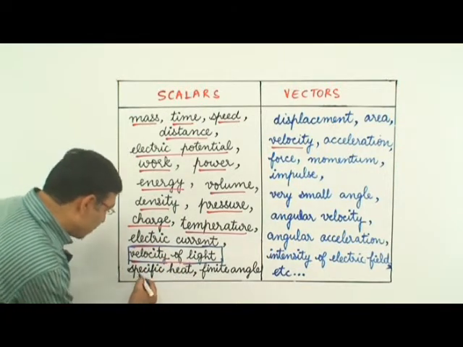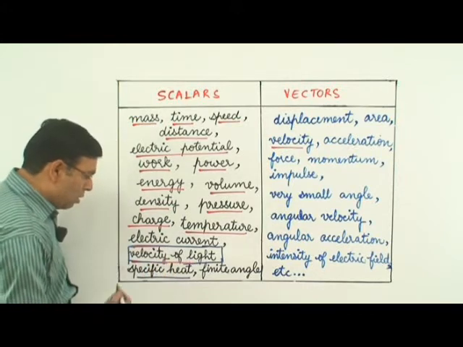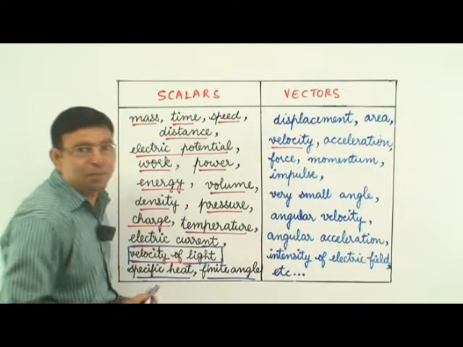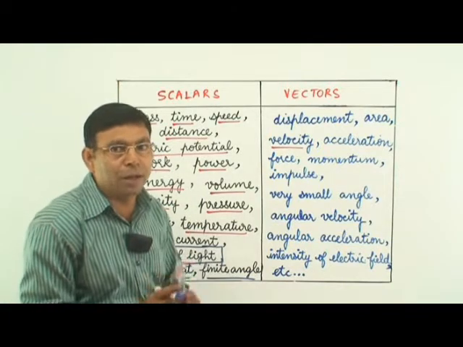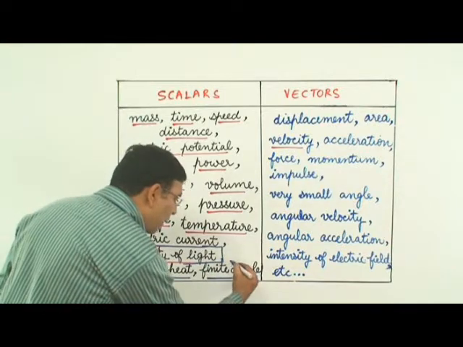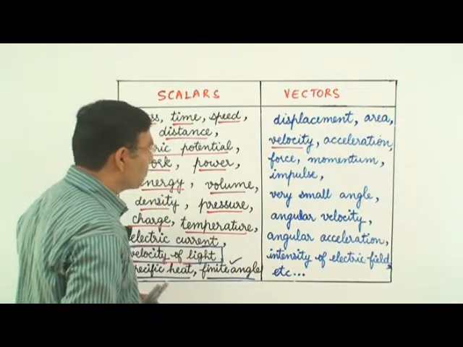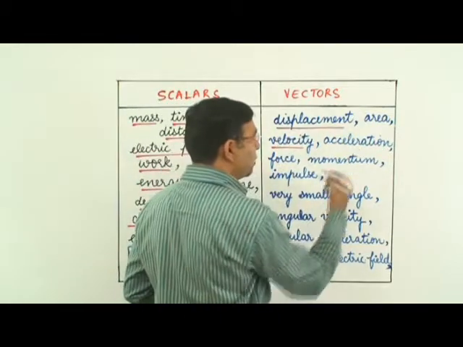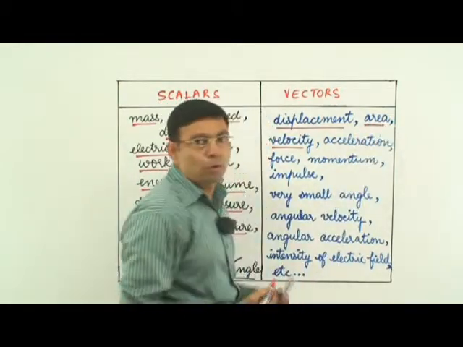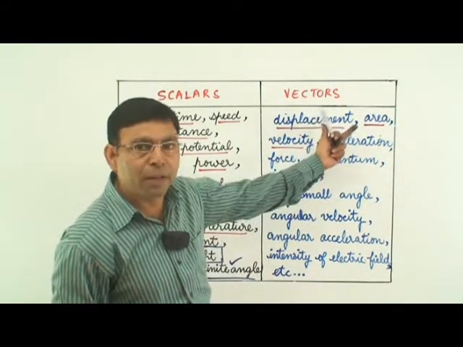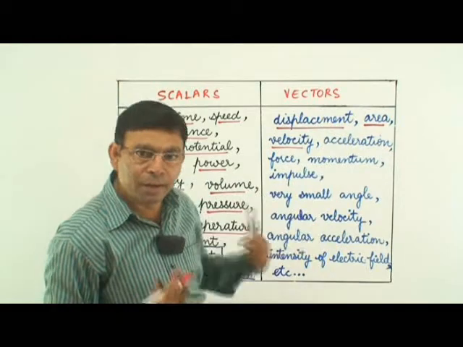Okay, specific heat is a scalar quantity and even finite angle. When I say finite angle, I mean say 90 degree, 30 degree, 40 degree, 100 degree, 2000 degree or 360 degree. That finite angle is a scalar quantity. Okay, coming to few examples of vectors. Displacement is vector. Area is also regarded as a type of vector. More about what type of vector it is we'll learn in higher classes.